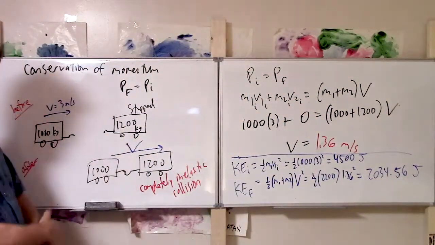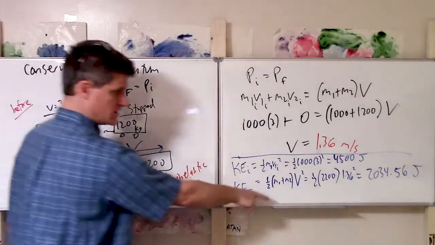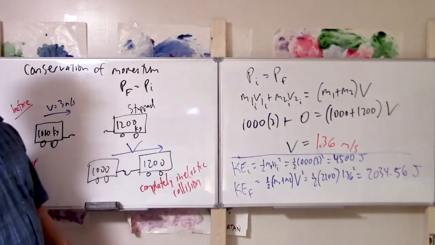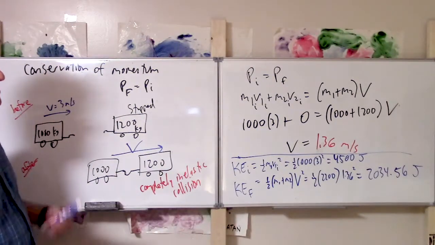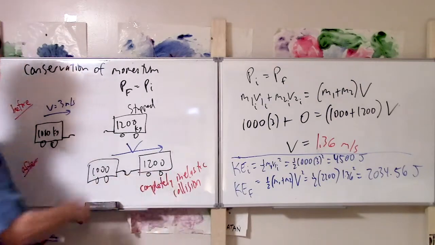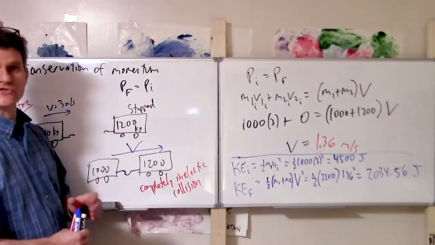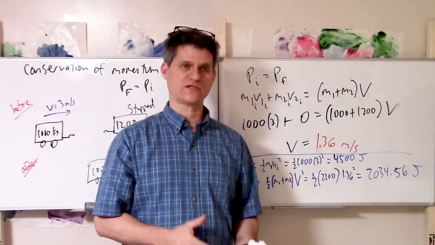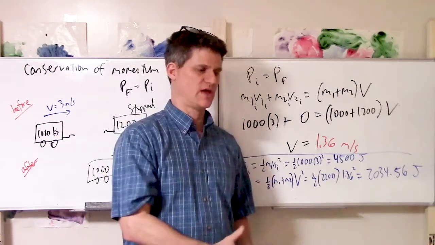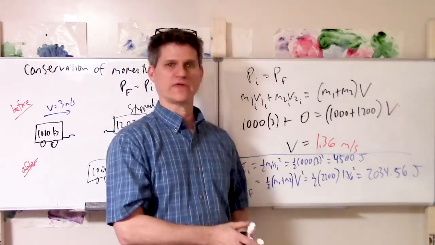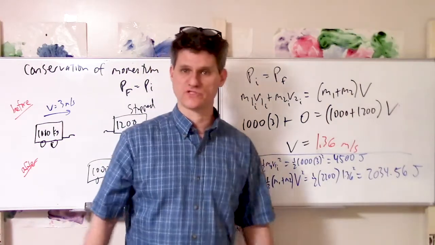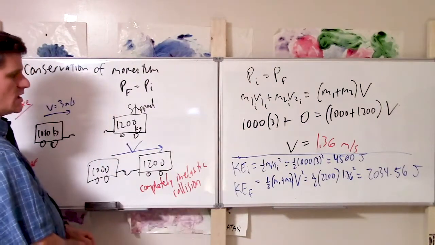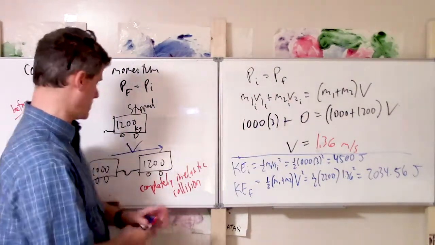Anyway, so the point here is we lost kinetic energy. Where did it go? So we started out with 4,500 joules, we ended up with 2034.56 joules. So we lost kinetic energy somewhere along the way. So that is typical of an inelastic collision. In an inelastic collision, there's no guarantee that kinetic energy is conserved. The conservation of kinetic energy applies only with a completely elastic collision, or just what we call an elastic collision. So for an inelastic collision, or in this case a completely inelastic collision, we do expect kinetic energy to be lost. Where did it go?